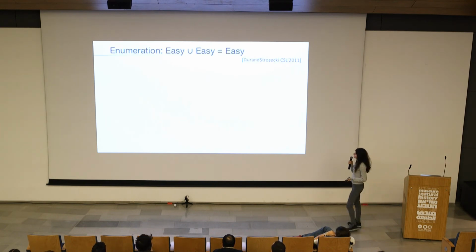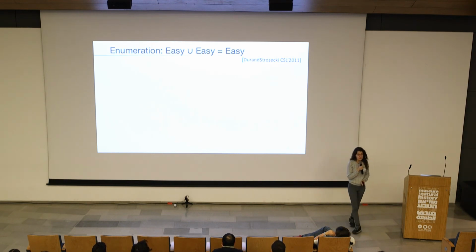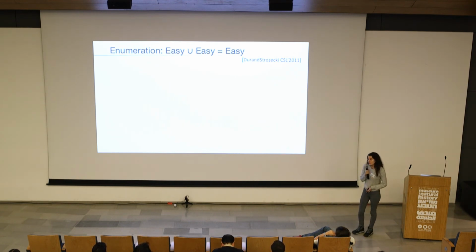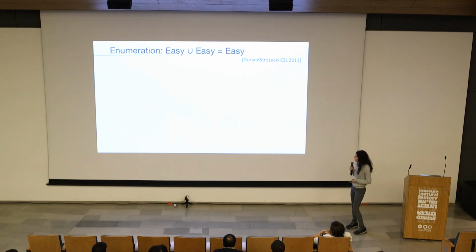So for enumeration, we know that a union of two easy queries is always easy. Now, if we have two black boxes that enumerate two sets, we can't just run one and then run the other, because we can have duplicates. And even if we save the duplicates and then just don't print them again, we can have a long time where we only see things we've seen before. And then the delay is not constant or logarithmic anymore.